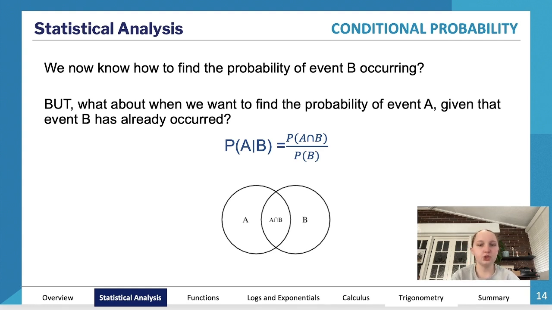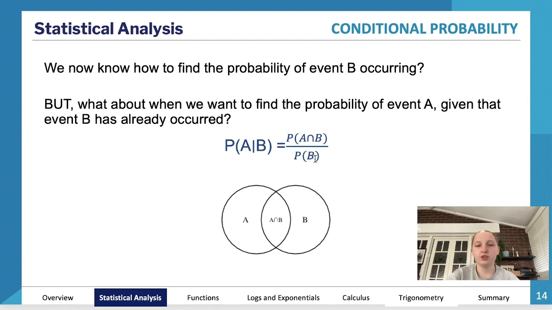Okay, so we now know how to find the probability of event B occurring. So how do we find the probability that event A has occurred given that event B has already happened? So essentially that's what conditional probability is. It's like, what's the probability of something happening given that something else has already happened? And that's what this little line in the middle of A and B stands for. It's what's the probability of A given B has already happened.